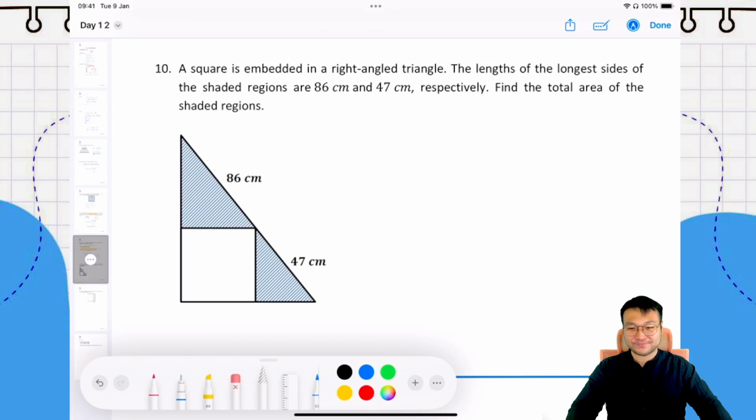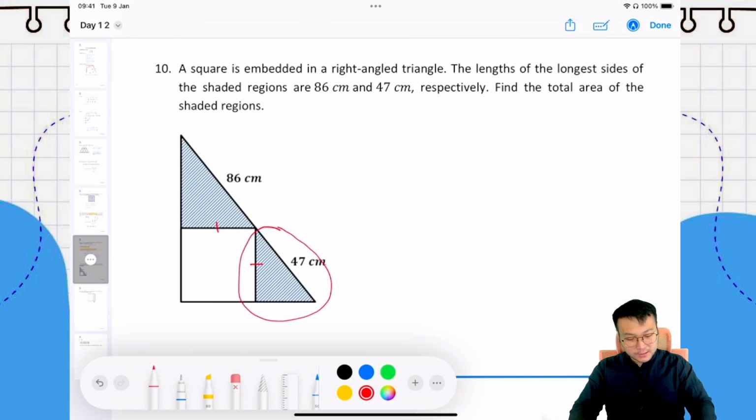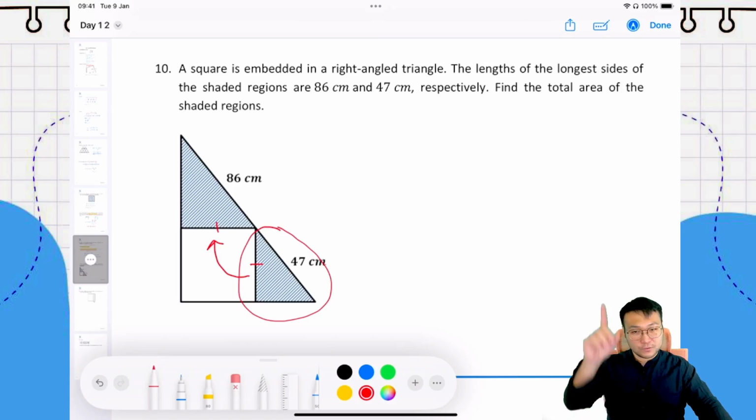Your time starts now. Okay, students, since you are stuck, I give you a hint. My hint is that this is a square. If this is a square, it means these 2 sides are the same length. So, would it be too unrealistic if I were to join this triangle to this side over here? Think about it. Can you shift the bottom triangle somewhere? That's my hint for you. I give you 1 more minute.